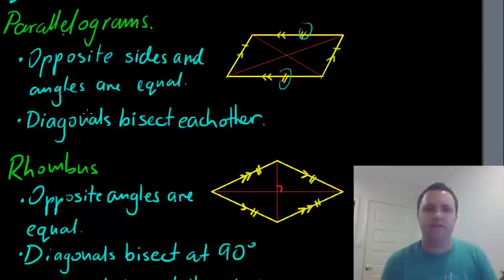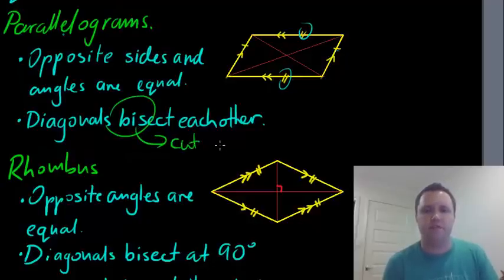And the other one here is diagonals bisect each other. So this word bisect means that they cut each other in half. So this line here cuts this one here in half. This point here is the midpoint along both of these lines. This is a really important one.